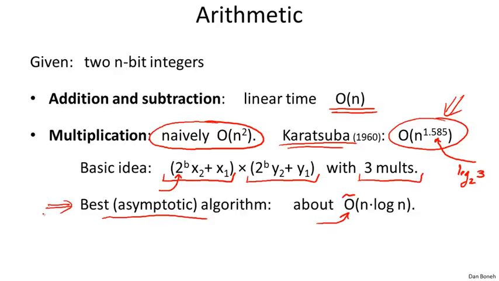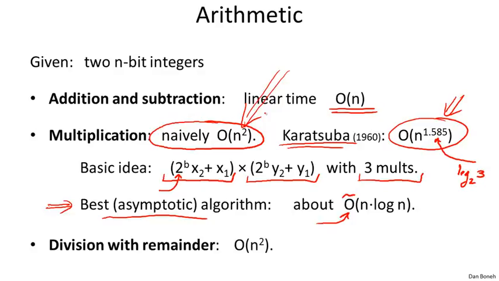However, for simplicity here, I'm just going to ignore Karatsuba's algorithm and assume that multiplication runs in quadratic time. But in your mind, you should always be thinking that multiplication really is a little bit faster than quadratic. And then the next question after multiplication is, what about division with remainder? It turns out that's also a quadratic time algorithm.